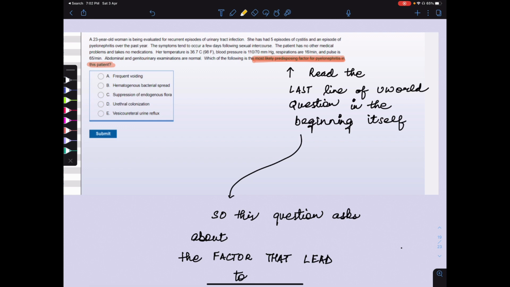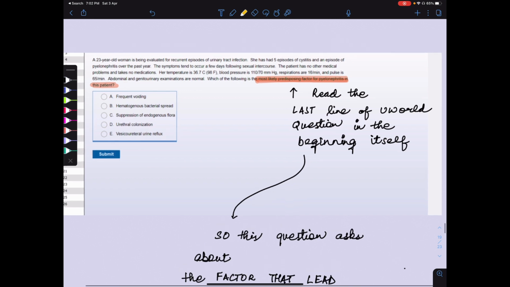Now supposing you get this type of question, alright, in UWorld. So first of all, you should know how to approach a question in UWorld. The first and foremost strategy for solving UWorld is reading the last line of the UWorld question in the beginning itself. So I'll tell you a reality.